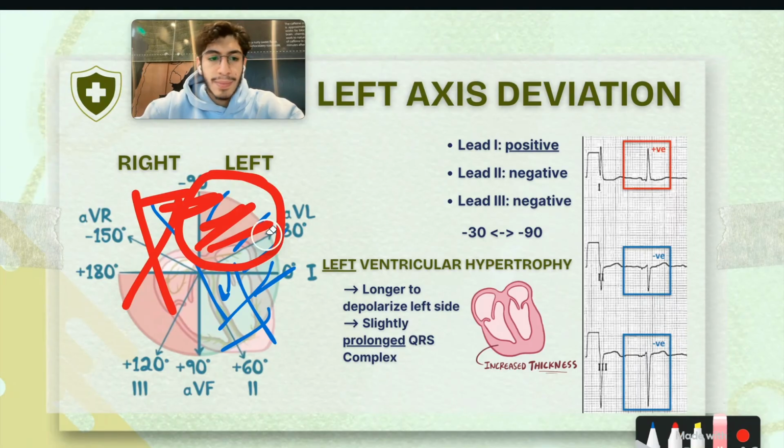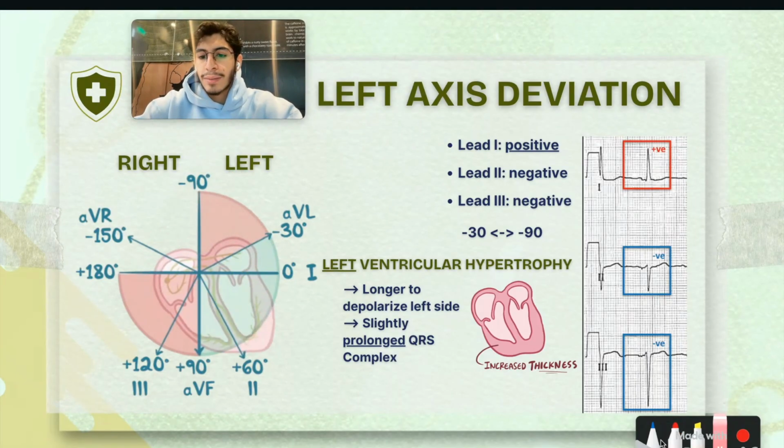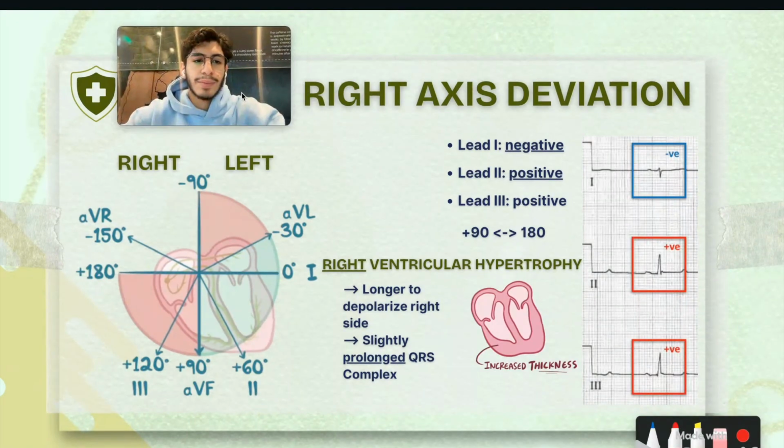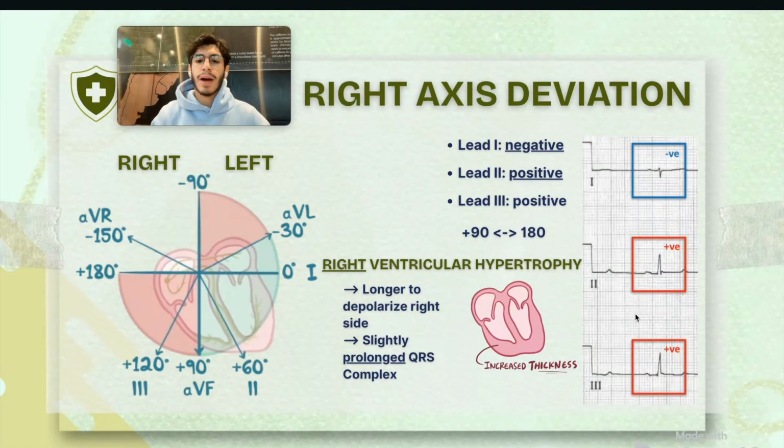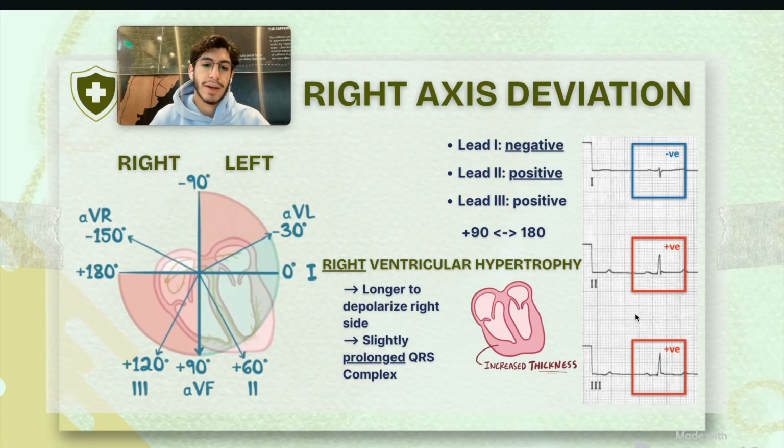Okay. Now let's look at a right axis deviation. Now a right axis deviation follows the same idea. Okay? The right ventricle is hypertrophied a little bit. All right? And that causes it to be a little bit thicker. That causes the depolarization to take longer. And we said that the arrow points to the part that's not depolarized yet. So it's going to take longer, it's going to point at the right side.